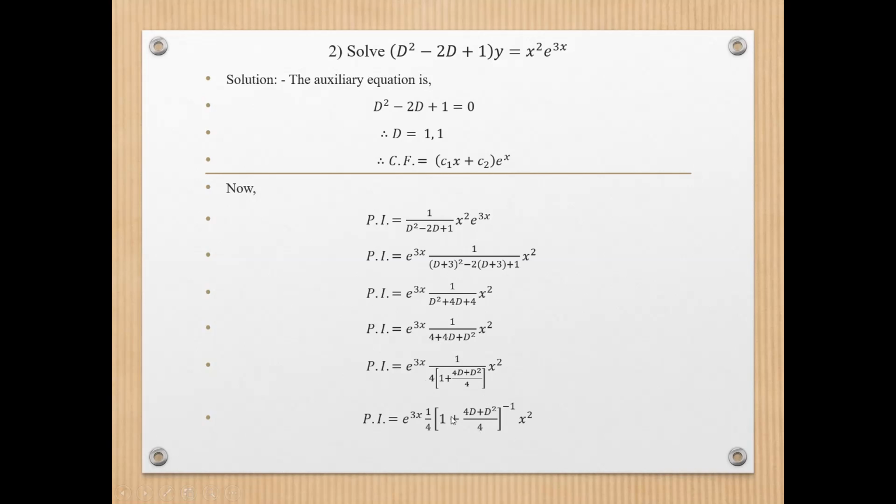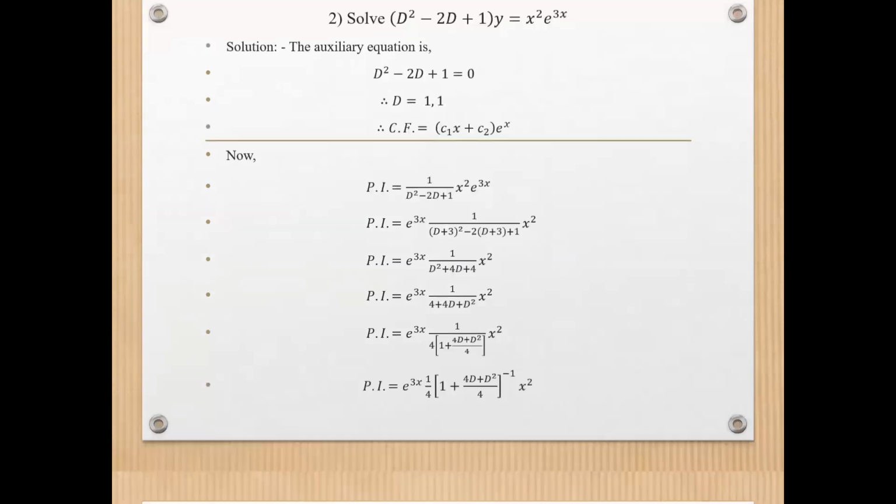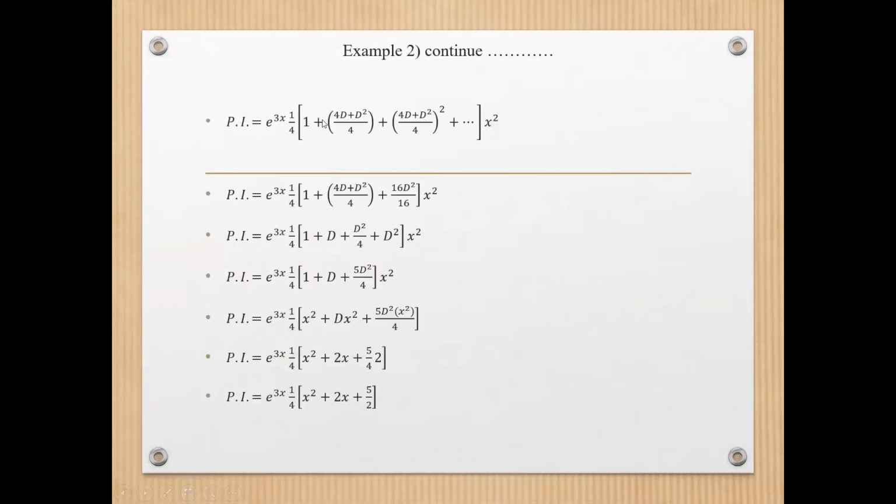Now here we have to use expansion. Expansion of what? Expansion of 1 plus x raised to minus 1, which is 1 minus x plus x square minus x cube, and so on. This is the expansion of 1 plus x raised to minus 1. So using this expansion we can write like this.